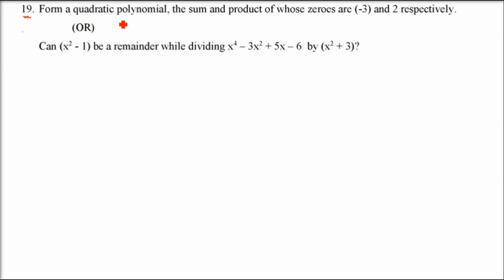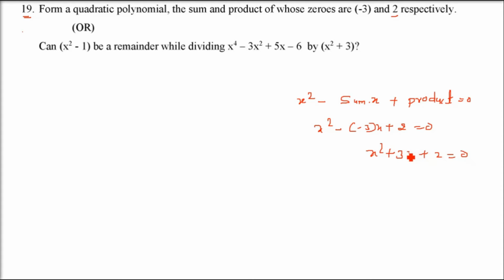Form a quadratic polynomial, the sum and product of whose zeros are -3 and 2 respectively. We have a direct expression for this: x square minus the sum of the zeros times x plus the product of the zeros equals 0. This is the quadratic equation. x square minus (-3) into x plus 2 equals 0. So x square plus 3x plus 2 equals 0.